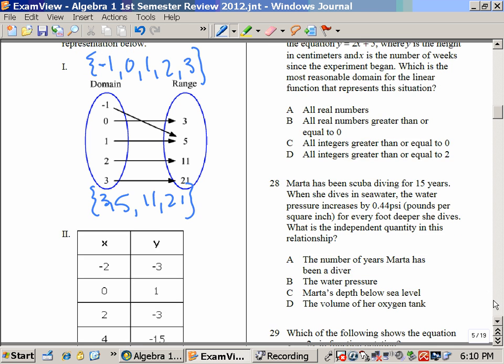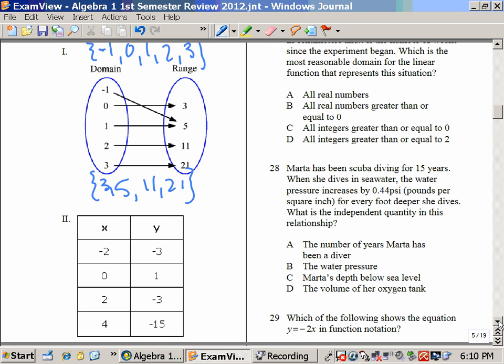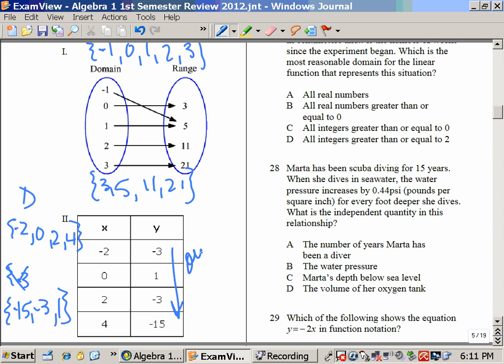On number 2, our domain is going to be the list of x values, which are -2, 0, 2, and 4. And then my range, so this is the domain, and my range is going to be -15, -3, and 1. Remember, you need to put these in order.